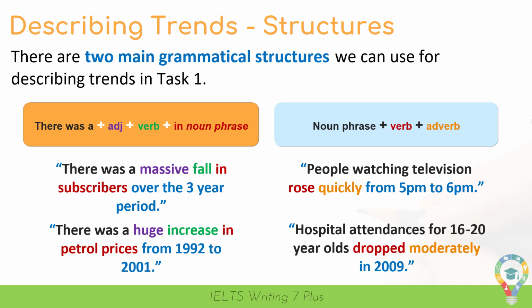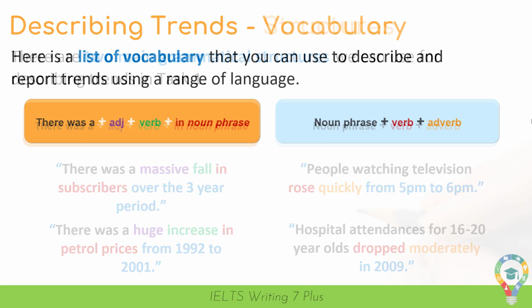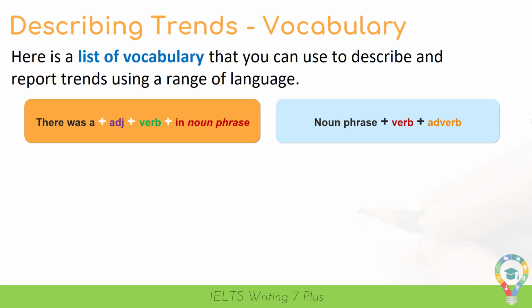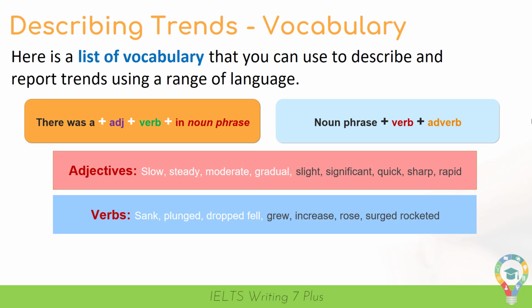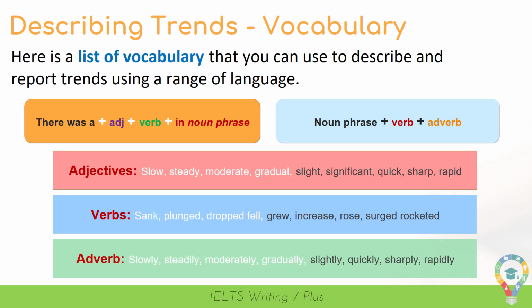Okay, so let's take a look at some of the vocabulary we can use in these grammatical structures, in terms of language and the range of vocabulary for adjectives, verbs, and adverbs. So here are the two structures, and let's take a look at a list of vocabulary we could use. For adjectives: slow, steady, moderate, gradual. Moving more into increases: slight, significant, quick, sharp, and rapid. And here we have some verbs, starting at the very bottom, a big decrease: sank, plunged, dropped, and fell. Moving into increases again: grew, increased, rose, surged, and rocketed. And finally, some adverbs, again starting at slow or small changes.